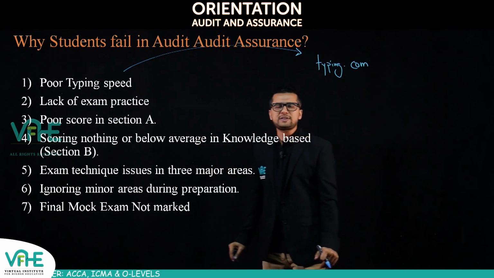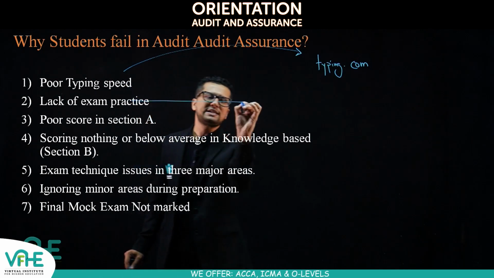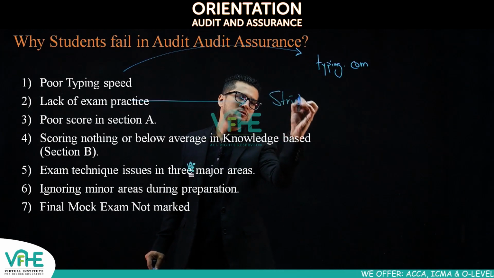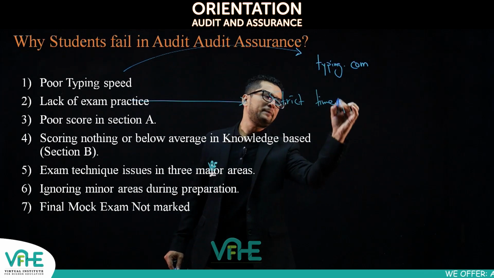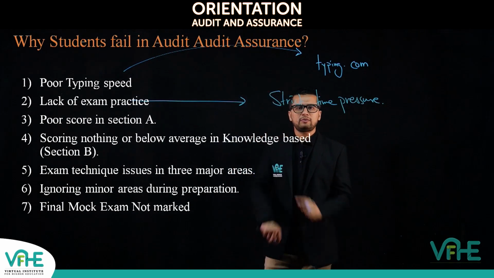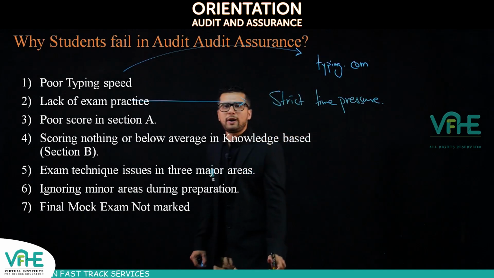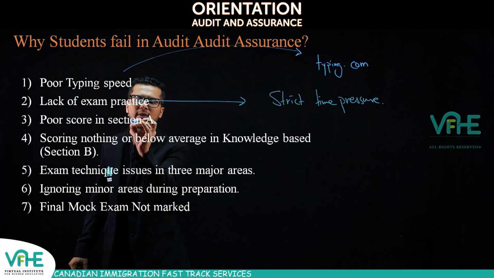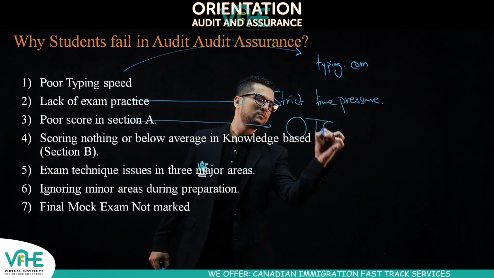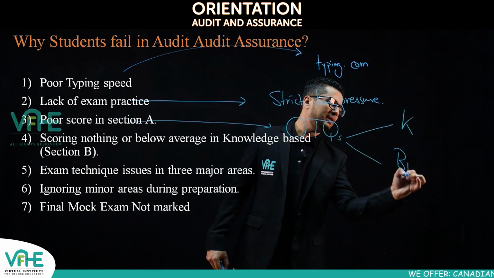Lack of exam practice: always try to solve exam questions under strict time pressure. Make sure you're solving questions in a time-bounded environment. What about a poor score in Section A? How can we overcome this one? We need to solve OTQs from both the Kaplan and the BPP kit.